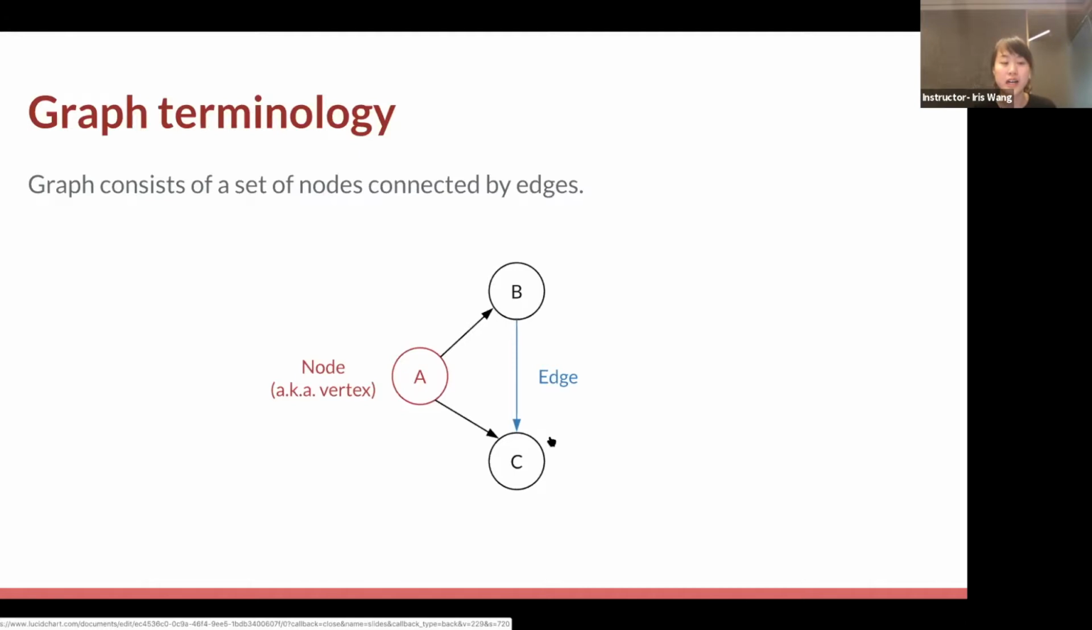But a graph is pretty simple. It consists of a set of nodes connected by edges. So I have a picture of a very simple graph.